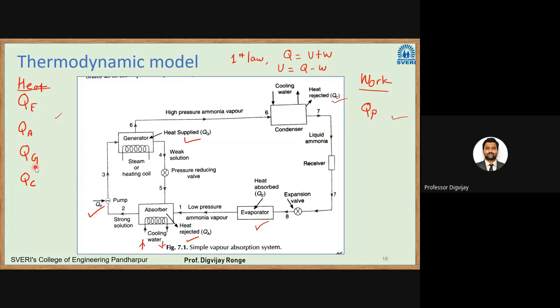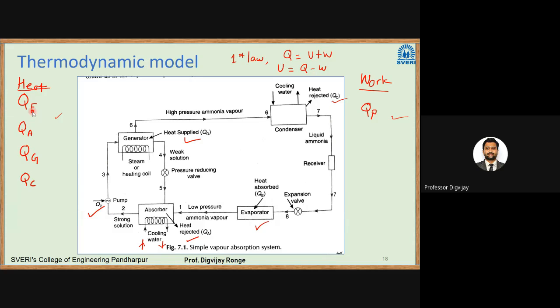Next is QG. QG is the heat supplied to the generator. We use steam, a heating coil, or solar energy in that case. QC is the heat rejected in the condenser. So these are the heat interactions. Coming to the work interactions, we have QP. QP is the work we are supplying to the pump. So these are the heat and work interactions for the VARS system.